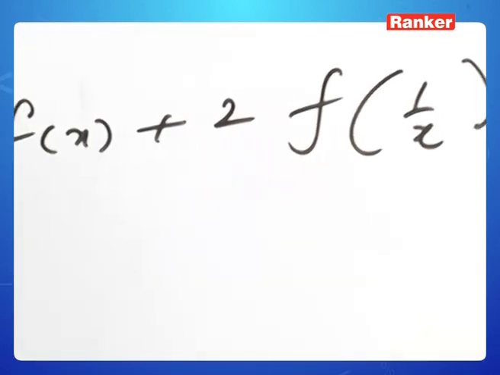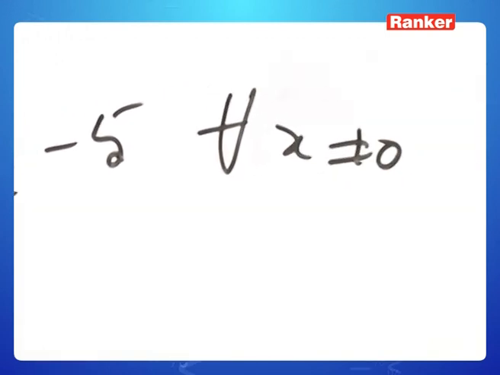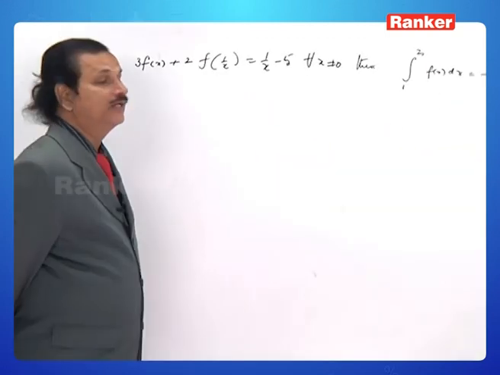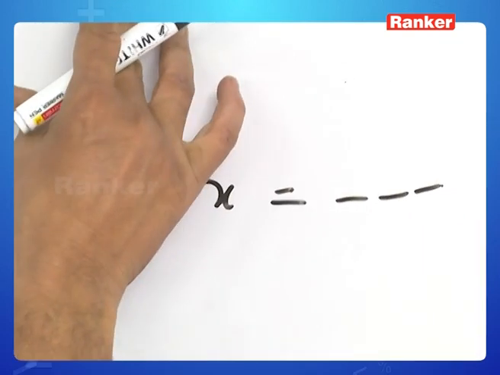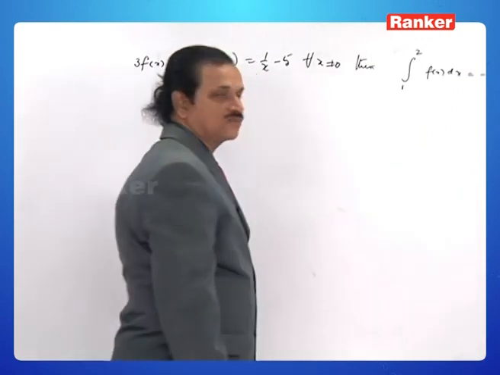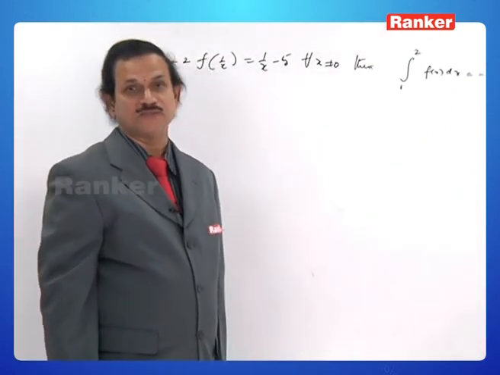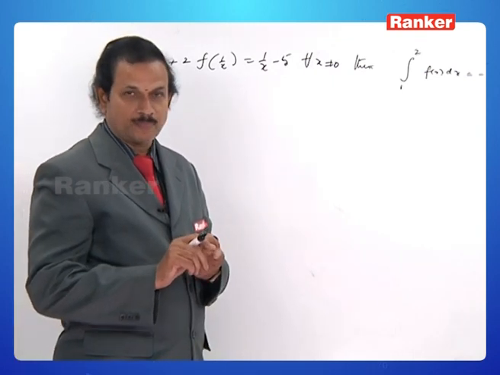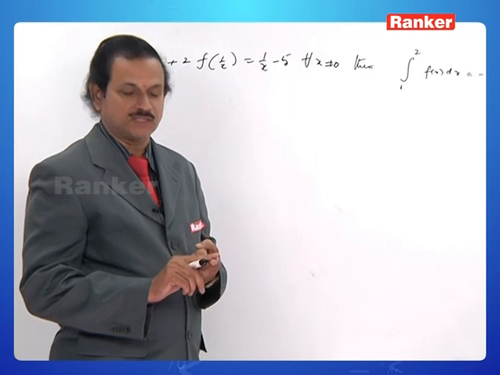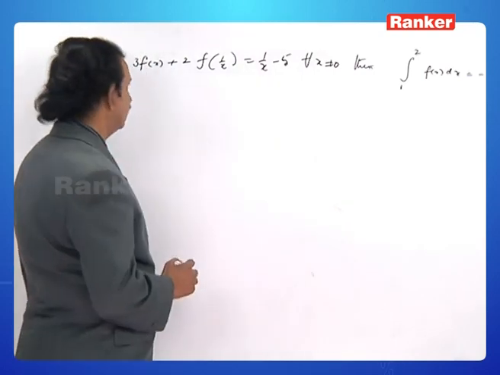3 into f of x plus 2 into f of 1 by x is equal to 1 by x minus 5 for all x not equal to 0. Then integral 1 to 2 f of x dx is? This is the question. And to answer this question, you must be provided with f of x. The first piece of work that must be done is you find f of x. How to find it? Look here.